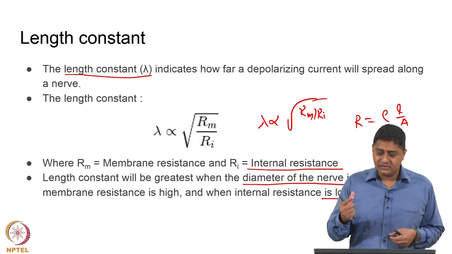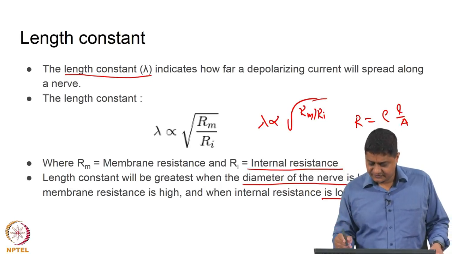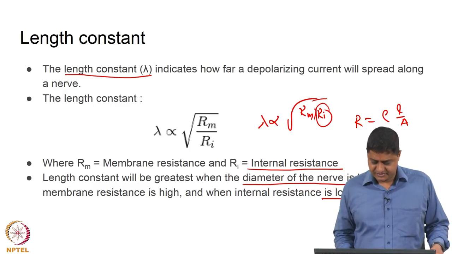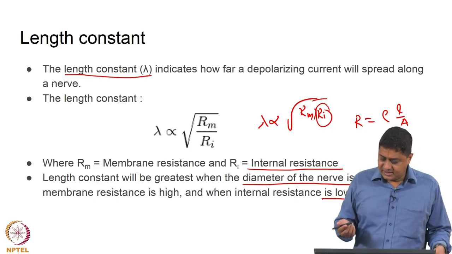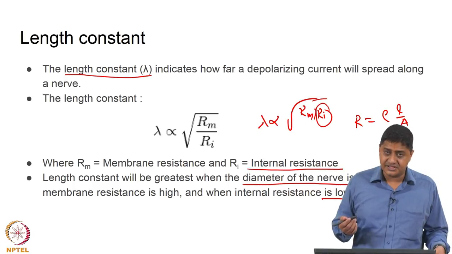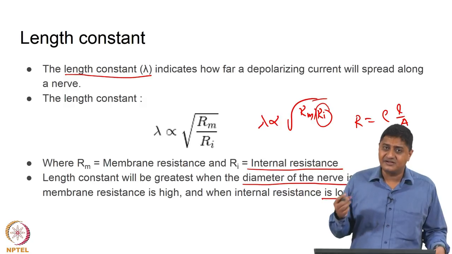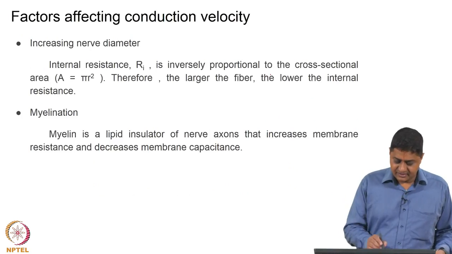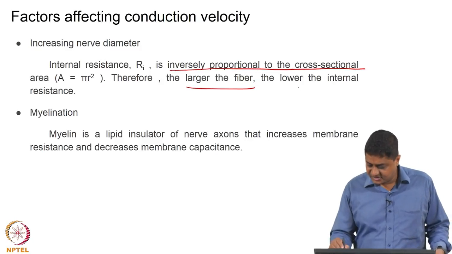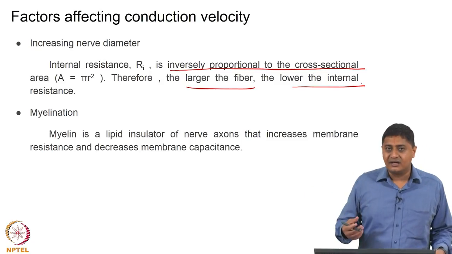The larger the diameter, the lower is the resistance Ri, and the larger is the length constant. To increase the length constant, I can increase the diameter and thereby reduce the internal resistance, but I cannot keep on doing this. If I keep on doing this, at some point body size related constraints will come into the picture. As I said, the internal resistance is inversely proportional to the cross sectional area. Therefore, the larger the fiber, the lower the internal resistance, thus increasing lambda.